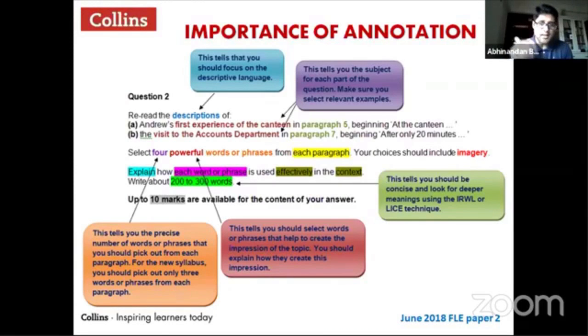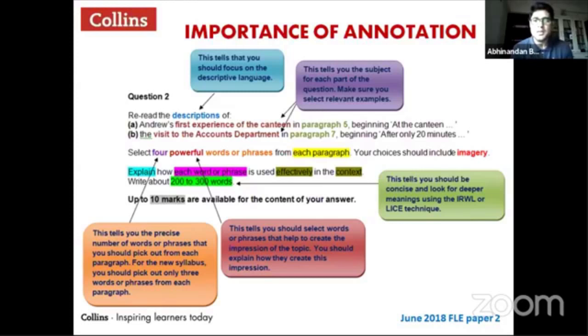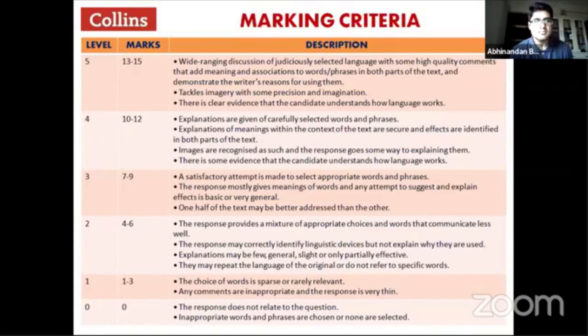And if you see the next part of the question, explain how each word or phrase is used effectively in the context. That is something very important. It shouldn't be out of the context. Pick up the words or phrases that are relevant to the context. Otherwise, it will not make sense. Okay, that's the last slide.